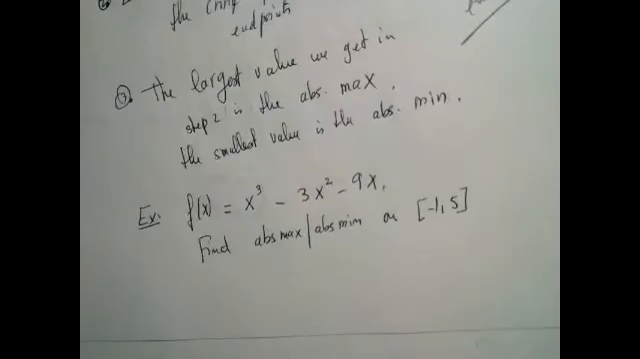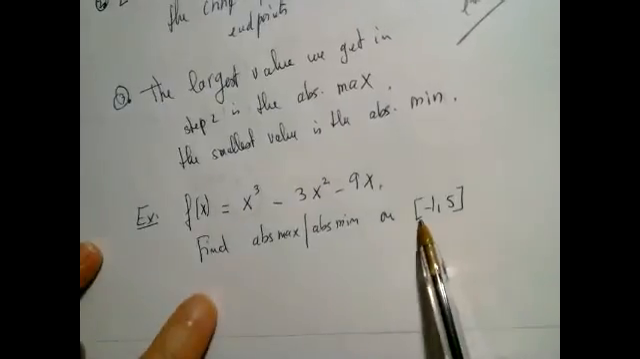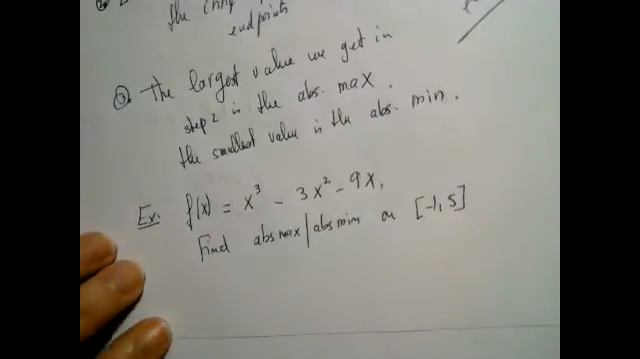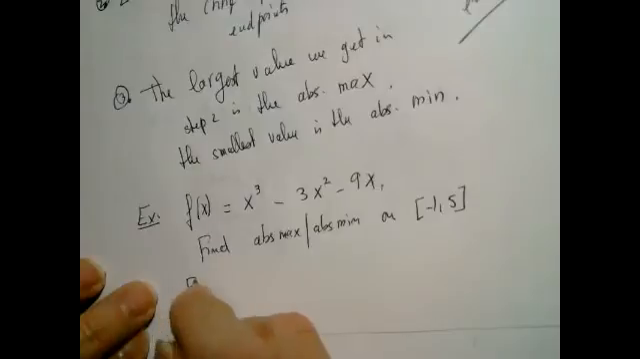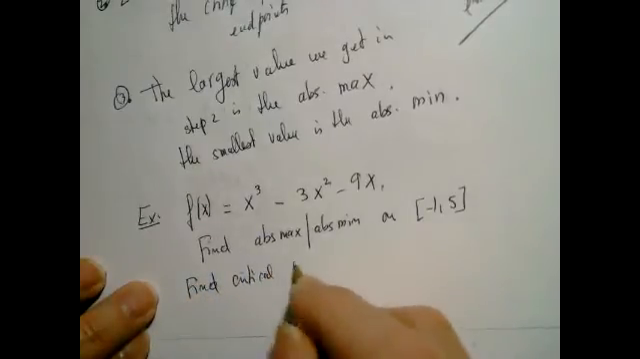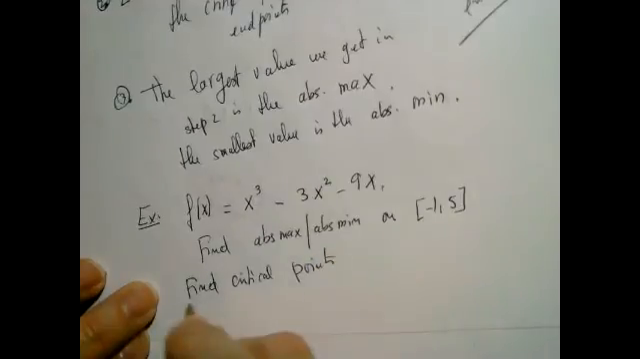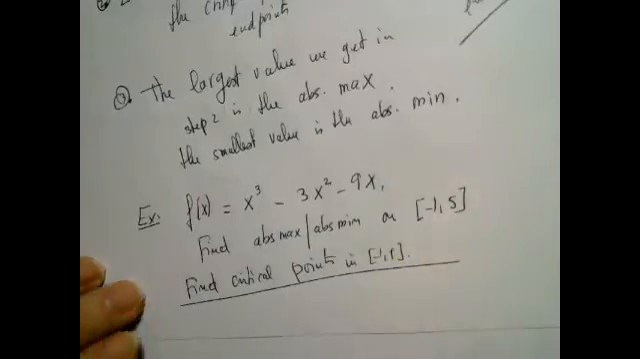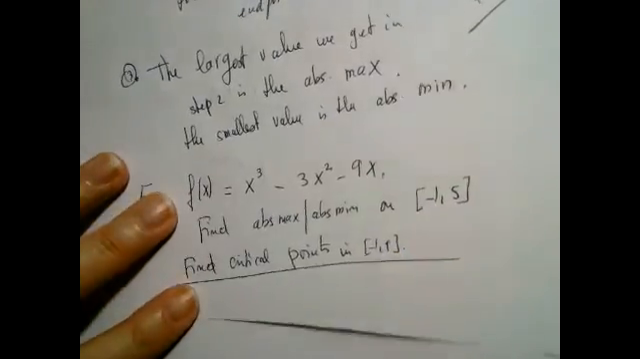Okay, so the process is, first we find the critical point inside the interval, and then we start the evaluating process. So step number 1, we're going to find the critical point in the interval -1, 5, because that's the only piece I am interested in. All right, so let's start doing this.